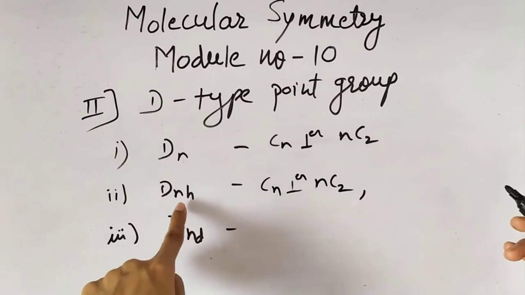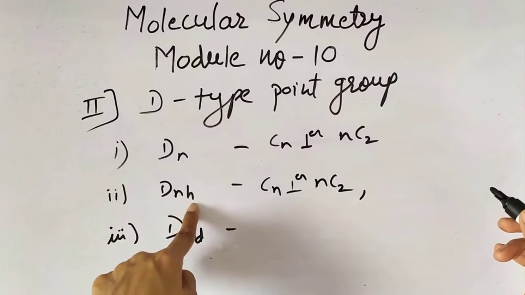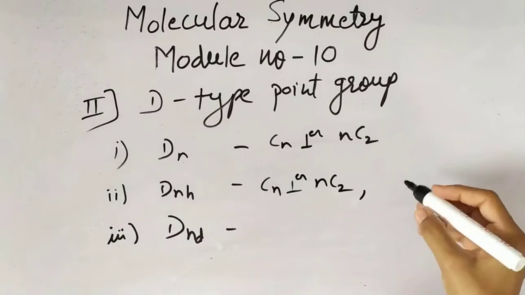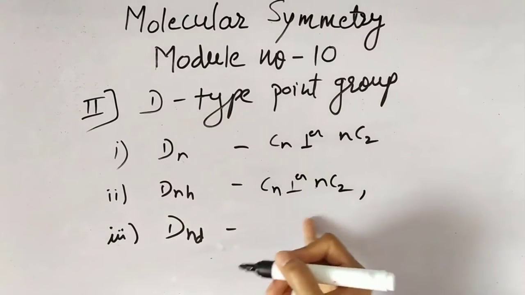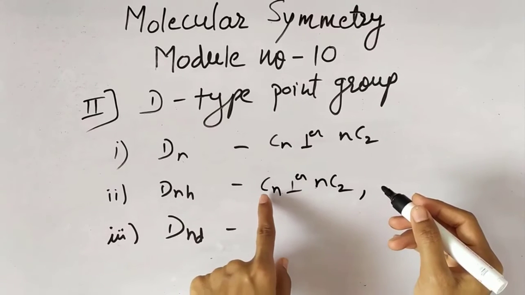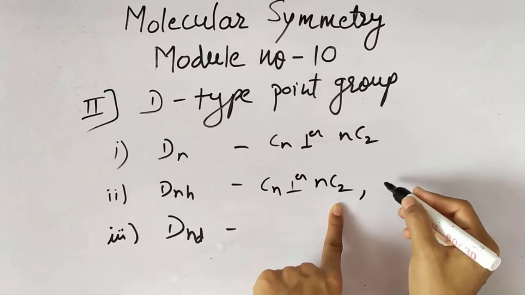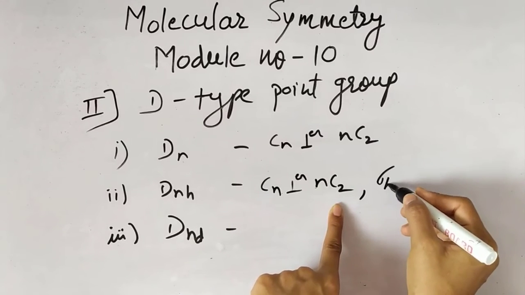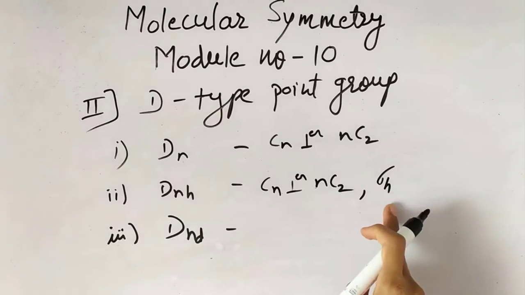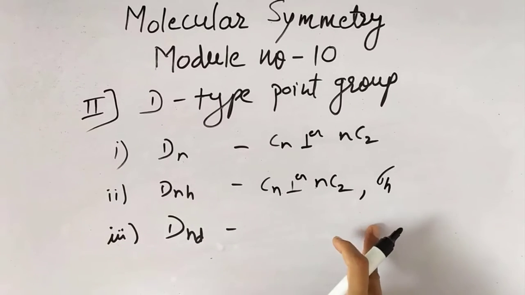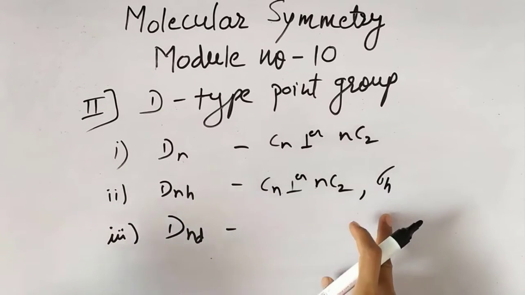And apart from Dn, what do we have? H. H indicates what? Horizontal mirror plane. So that is what we have to mention in the definition. If the molecule possesses Cn perpendicular to n C2 rotational axes and there is a horizontal mirror plane present, then the molecule is said to belong to Dnh type of point group.